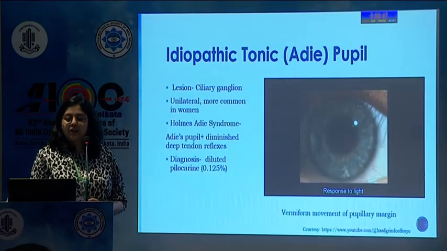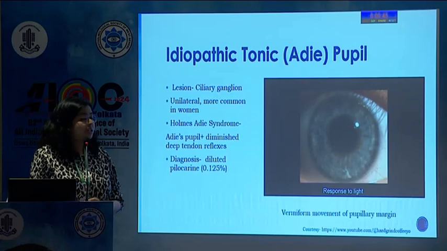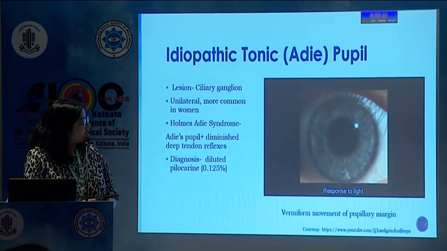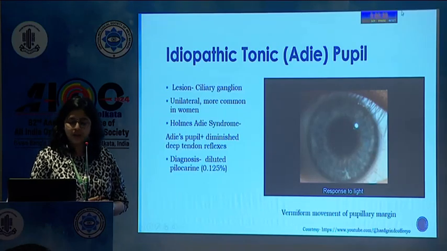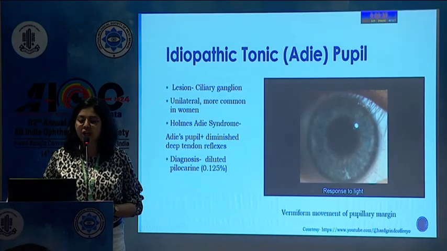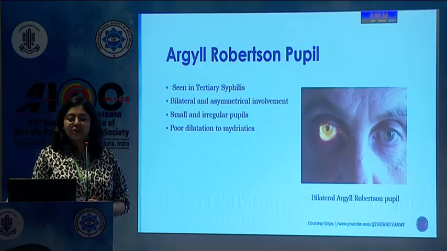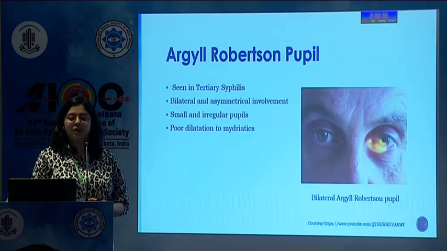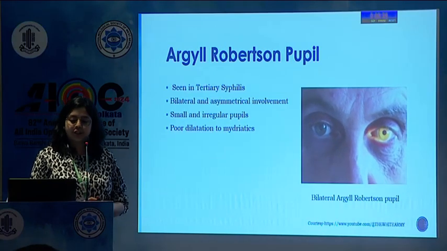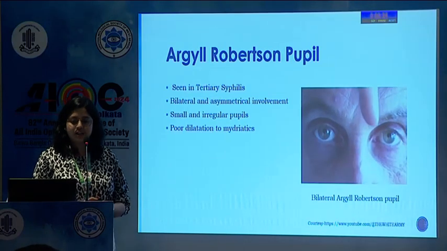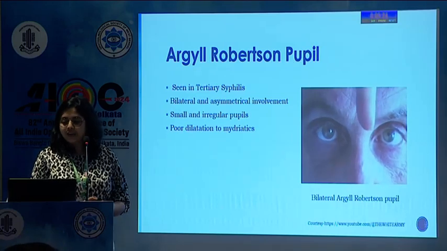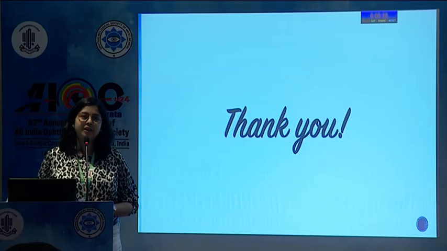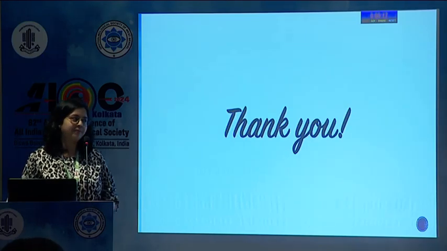The Holmes-Adie tonic pupil occurs due to lesions in the ciliary ganglion. There is sectoral iris palsy, which causes vermiform movement of the pupillary margins, and it can be diagnosed with diluted pilocarpine. The Argyll Robertson pupil, as the name suggests, ARP, which stands for accommodation reflex present, is seen in tertiary syphilis, and the patient usually has good vision. There is loss of light reflex, but accommodation reflex persists, as shown in the video. So coming to the end of the class, thank you.